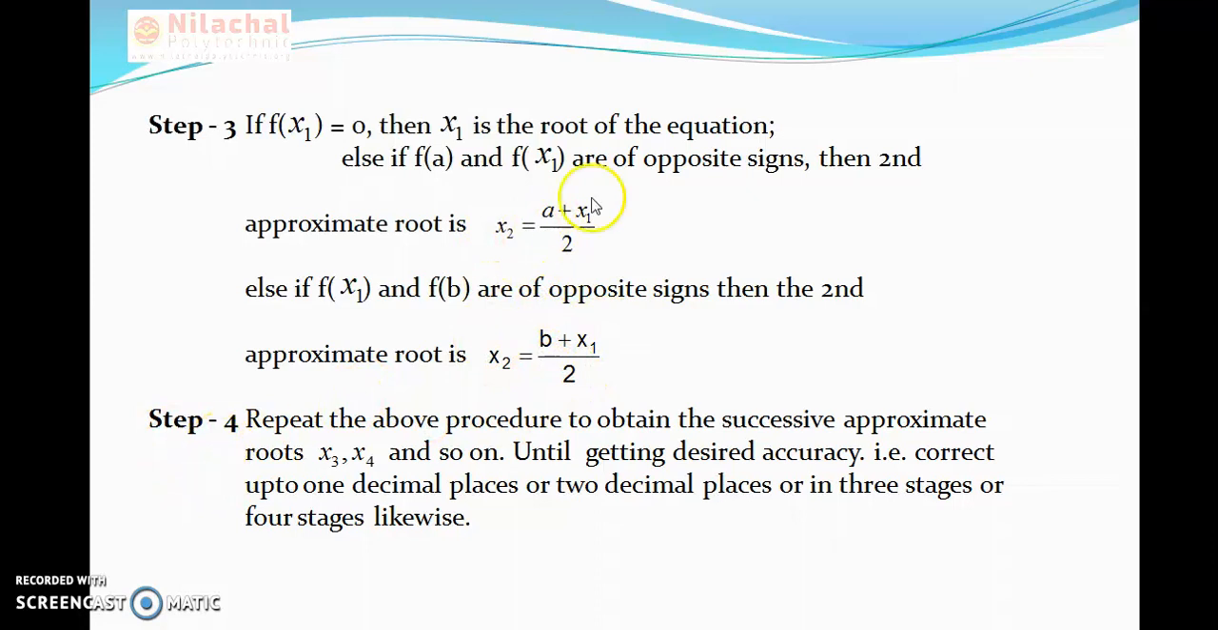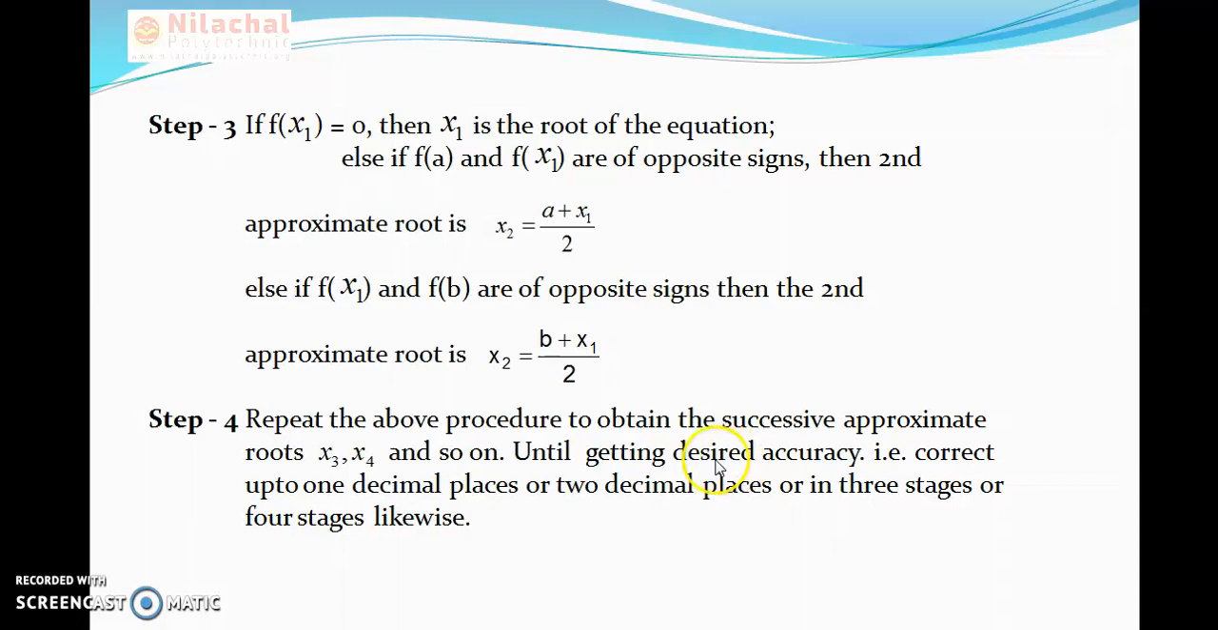Then step 4. That means x2 we can find out. Repeat the above procedure to obtain the successive approximation roots x3, x4 and so on, until getting the desired accuracy, that is, correct up to 1 decimal place, 2 decimal places, or in 3 stages or 4 stages likewise. So we have to obey this rule, then we will stop, and we will find the roots up to this result. Clear?